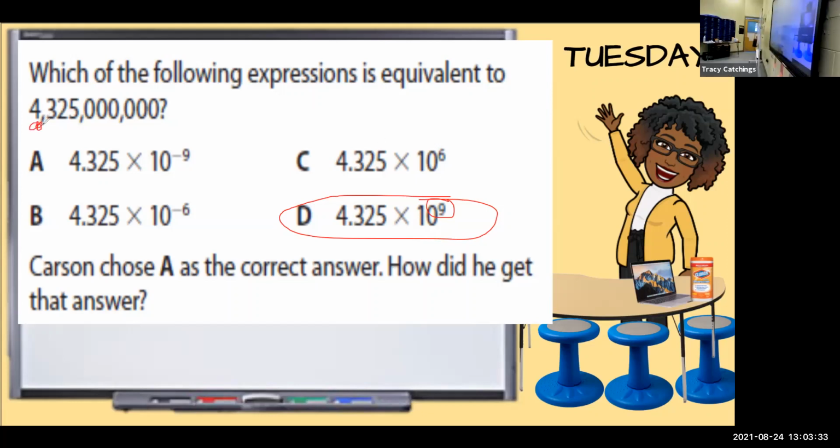Okay. So I'm going to go ahead and place that decimal point behind the 4, and that means I need everything behind here. Stop saying count those zeros. We count every digit behind the decimal. Every digit. Zeros included, but don't forget those other numbers. At the bottom, they said Carson chose A.